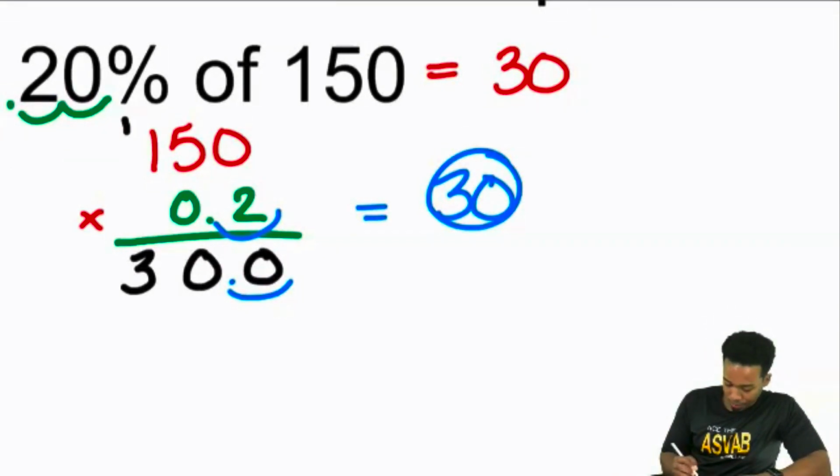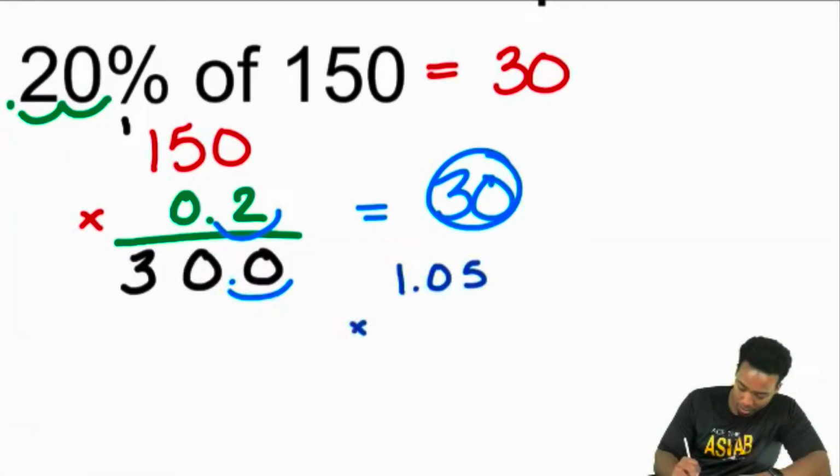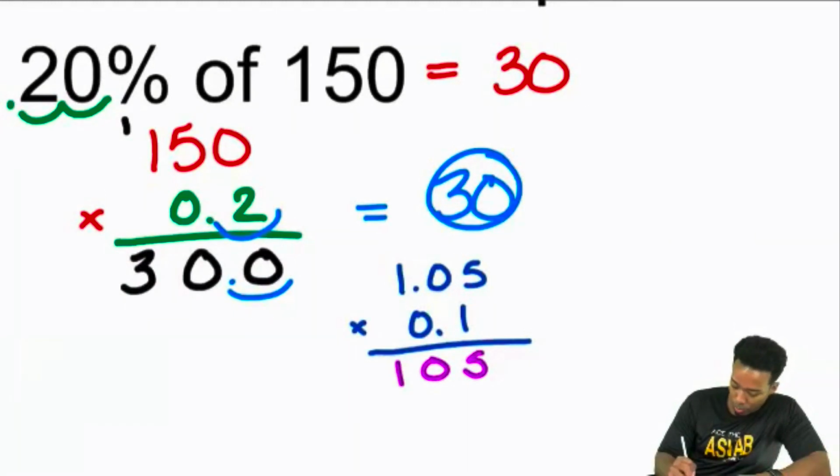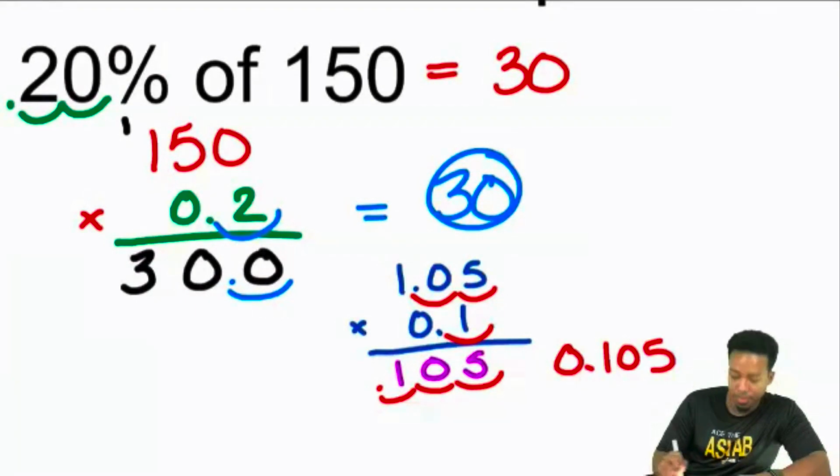I don't want to give a crazy number, but let's say we're doing 1.05 times 0.1. If we're doing something like this, we do 5 times 1, 0 times 1, 1 times 1. And then you count all of it together. Exactly. So you see here, we got 1, 2, 3. So we will move 1, 2, 3. The answer will be 0.105.